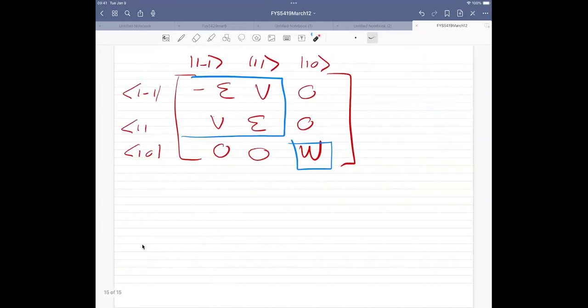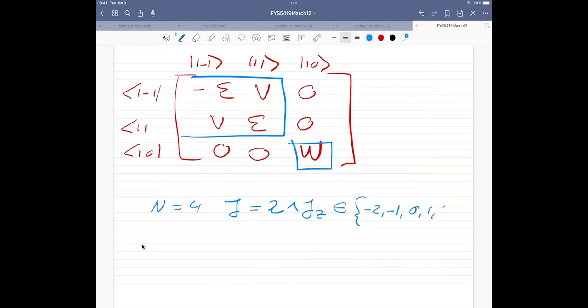Then what we could do now is to look at the four-particle case. So for four particles, we have a maximum value of the angular momentum, which is 2. And this has a degeneracy, which now gives us the following values: -2, -1, 0, 1, and 2.